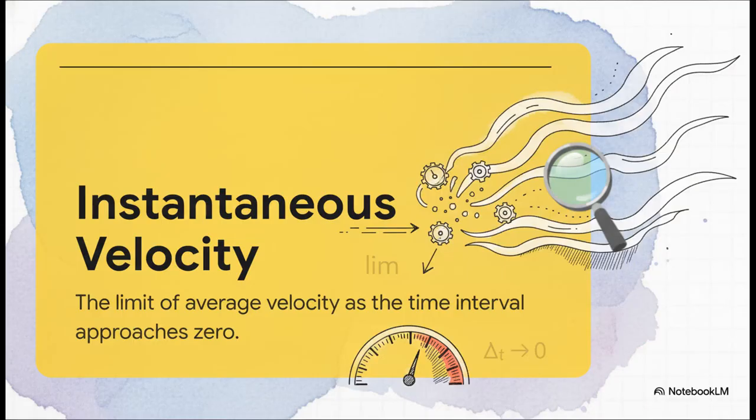And here it is, the big aha moment. Instantaneous velocity isn't just a number, it is defined as a limit. It's the limit of your average speed, distance divided by time, as that little slice of time gets infinitely small, shrinking all the way down towards 0. So it's not a paradox at all, it's literally calculus in action.